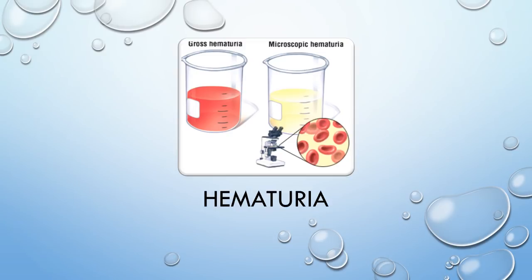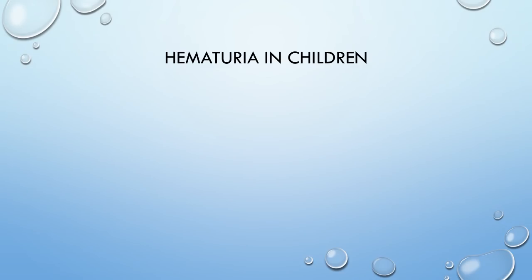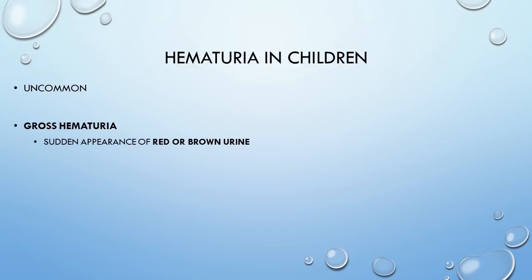We'll move on to hematuria. So let's talk about hematuria in children. It is incredibly uncommon. We break it down into two different parts. Gross hematuria, when you can actually see a discoloration of the urine. So a sudden appearance of red or brown urine. Red suggests blood coming from the lower urinary tract.